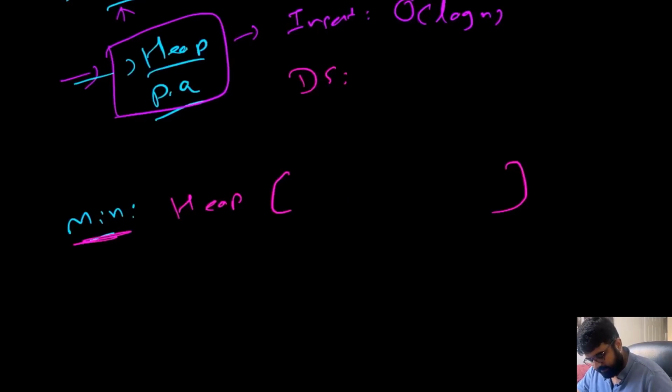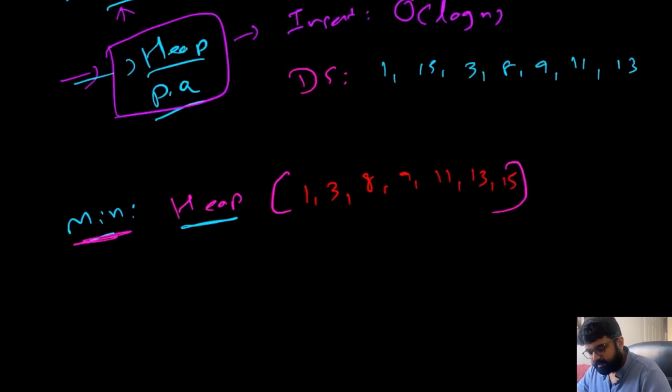So the random values that are coming in at the moment are going to be, let's say, 1, 15, 3, 8, 9, 11, 13. Okay, these are the random values that came in, but we have a min heap, which means it is going to take care of all the values in a sorted manner. Now in this case, since we have 7 values stored inside our heap, which means this is an odd number, we need to find the middle value.